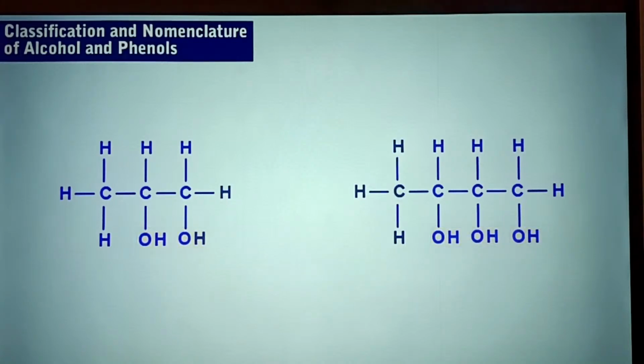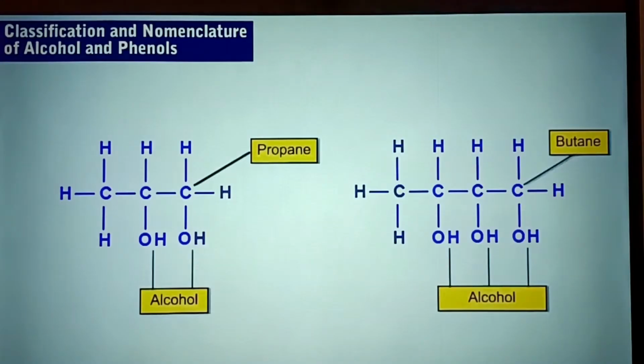Some alcohols have multiple hydroxyl groups. To name diols and triols, start with the alkane name of the longest continuous carbon chain that contains the hydroxyl groups. The e of the alkane name is retained and the ending ol is added.